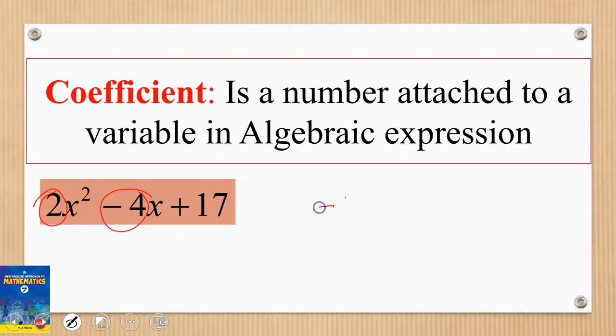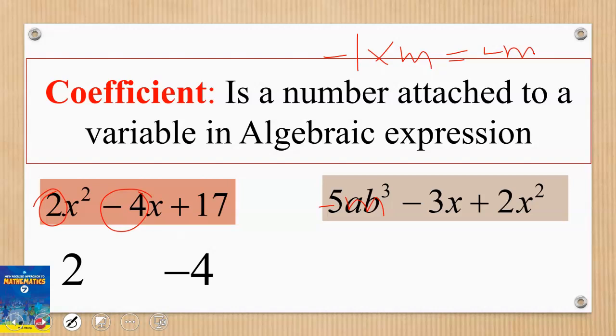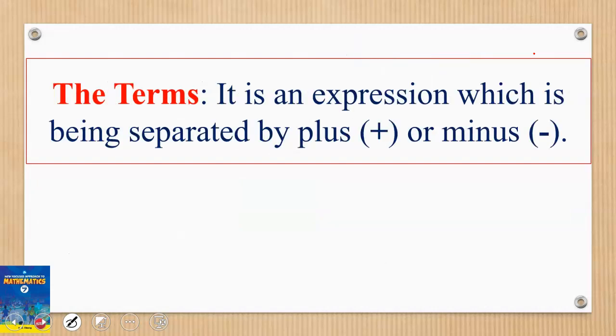If I just write negative m, there is a coefficient, and what is it? Negative 1. That means negative 1 times m will give us negative m. So that is the coefficient. So here we can say 5 is the coefficient, negative 3 is a coefficient, and positive 2 is a coefficient to any of these variables that we have.